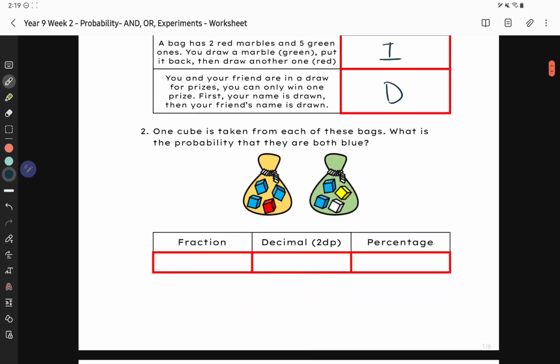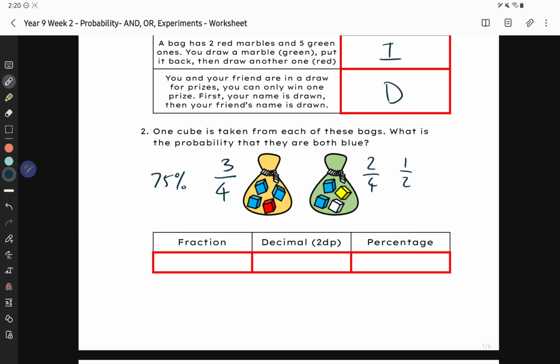Okay, 1 cube is taken from each of these bags. What is the probability that they are both blue? So let's think about the probability in the left bag. Getting the blue one out is 3 out of 4 cubes. That's the probability, which also is 75%. The next one is 2 over 4, which is also 1 over 2.